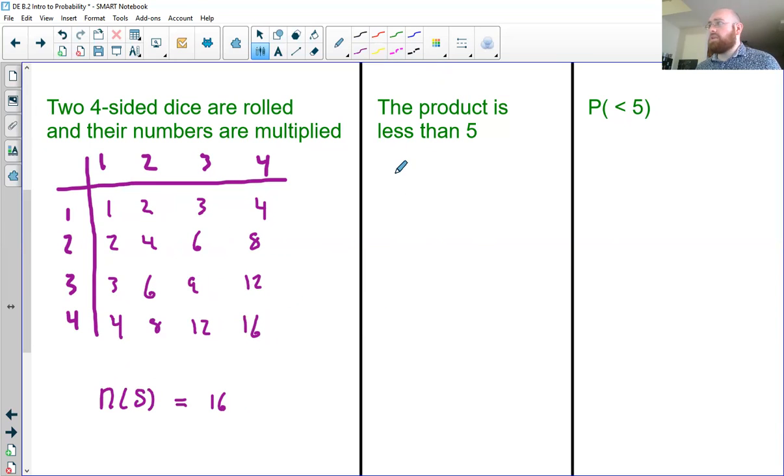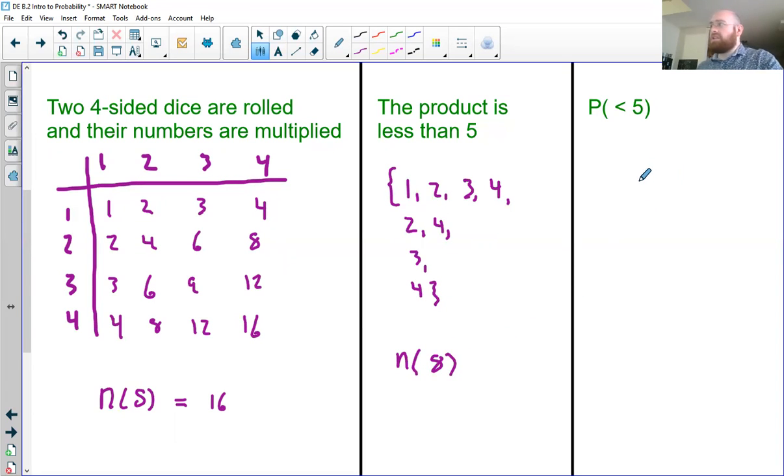So then the product being less than 5, well, we could have 1, 2, 3, or 4. So this entire first row. From the second row, we could have 2 or 4. From the third row, just 3, and the fourth row, just 4. You don't have to write it like this. I'm just showing visually where they come from on the table. And so the size of this event space is 1, 2, 3, 4, 5, 6, 7, 8.